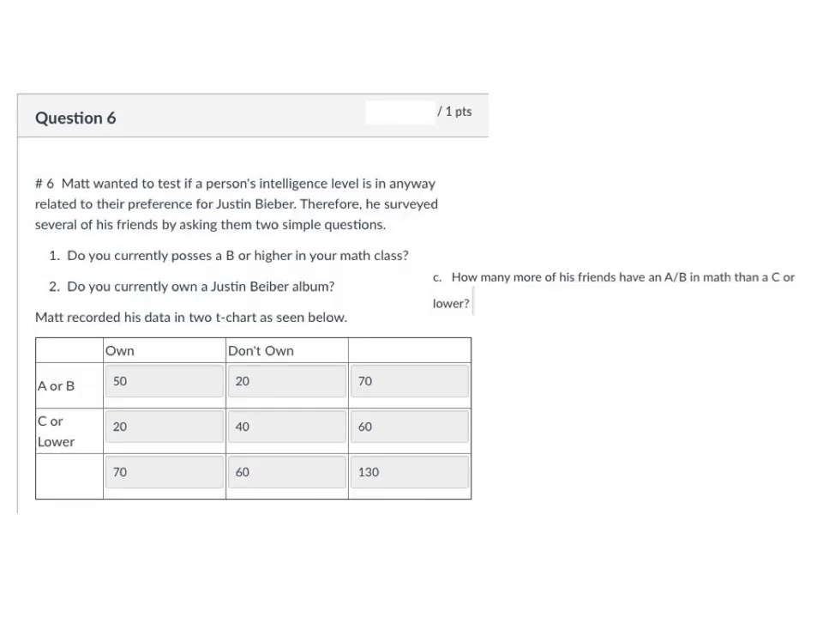The last one I want to go ahead and talk about is number 6. This is about Justin Bieber. And if we read the question, it says, how many more of his friends have AB in math than C or lower? So how many friends of those? So he has 70 friends that have AB. He has 60 friends that have C. Well, how many more is that? So if we subtract those, the answer is 10.